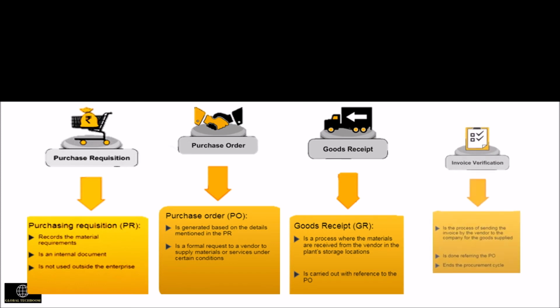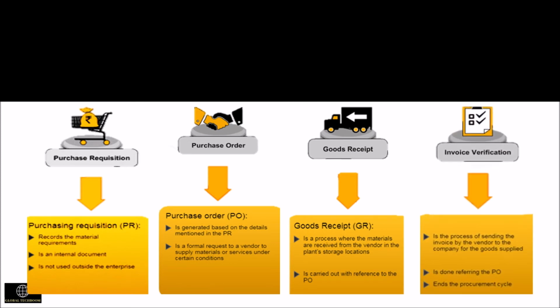Invoice verification is the process of sending the invoice by the vendor to the company for the goods supplied. It is done referring the purchase order. This is the end of the procurement cycle.